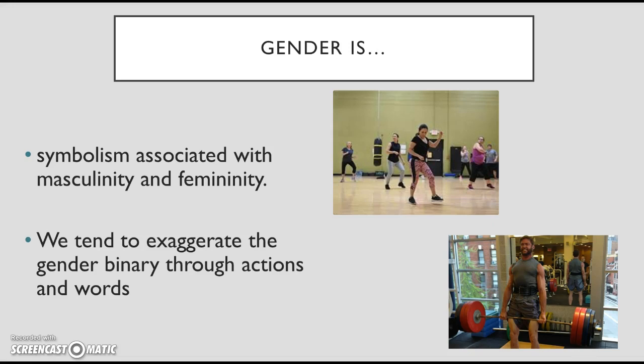In reality, male and female bodies, biologically speaking, are more similar than different. A lot of our hormone levels overlap, a lot of our heights overlap, muscle mass even overlaps. If we didn't pay attention to the gender binary, males and females would look very, very similar to one another.